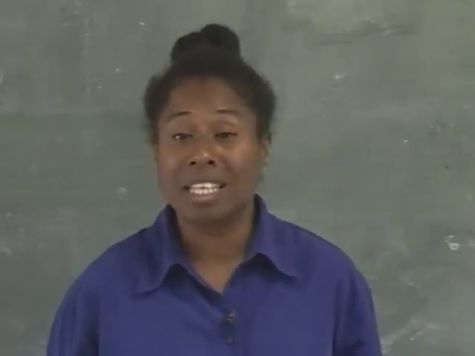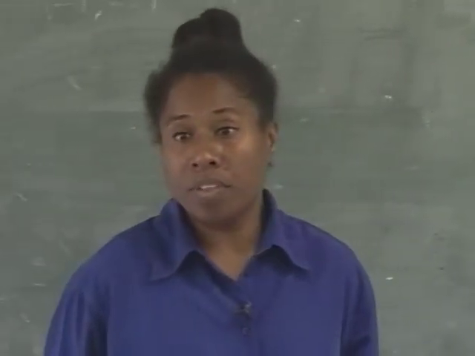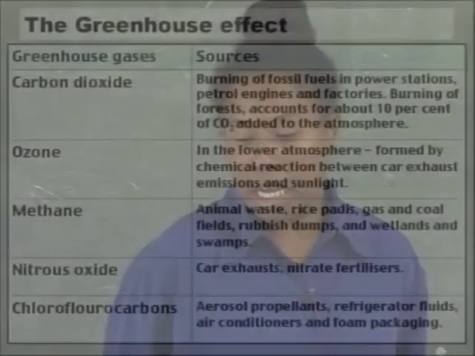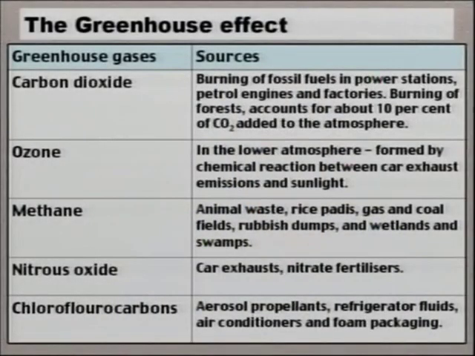When we look at the greenhouse effect, it's also important for us to know some of those greenhouse gases, which do contribute to the warming up of the Earth's atmosphere. And the greenhouse gases are carbon dioxide. Carbon dioxide mainly comes from the burning of fossil fuels in power stations, from petrol engines and factories. Also, the burning of forests accounts for about 10% of the carbon dioxide added to the atmosphere.